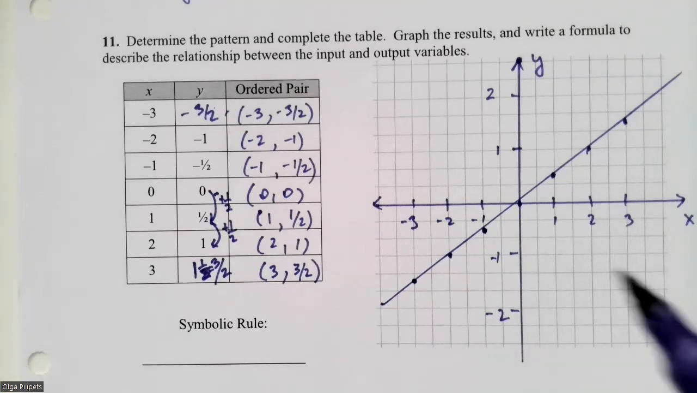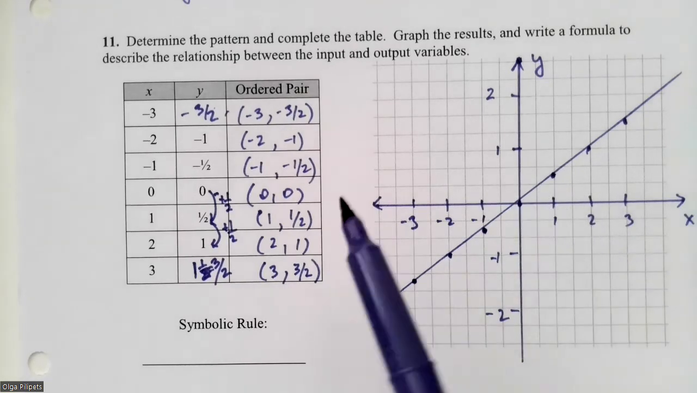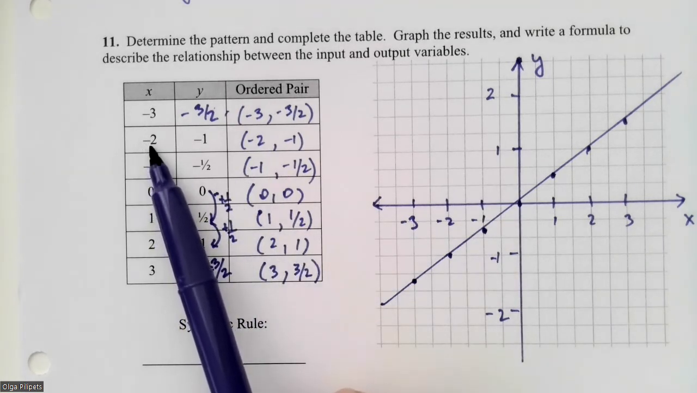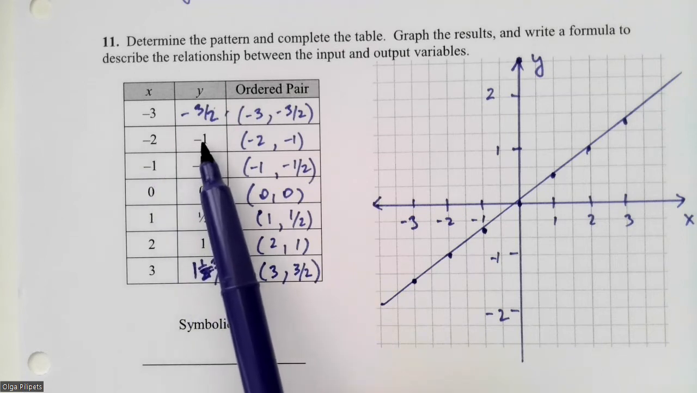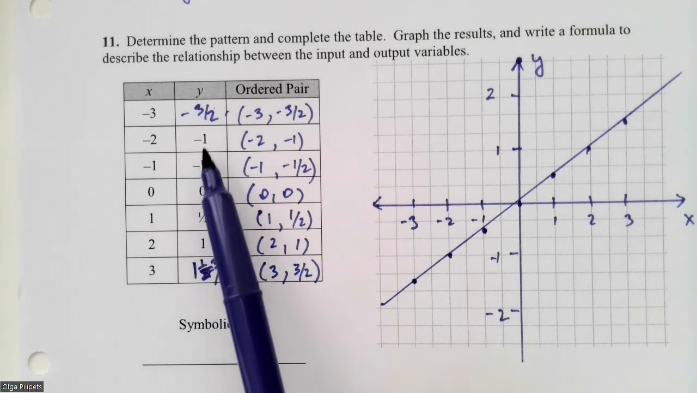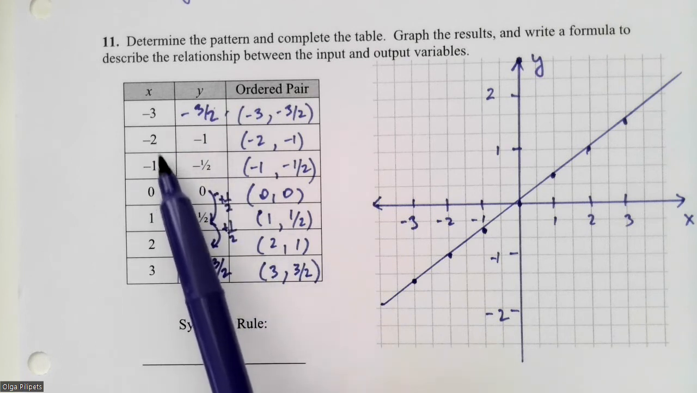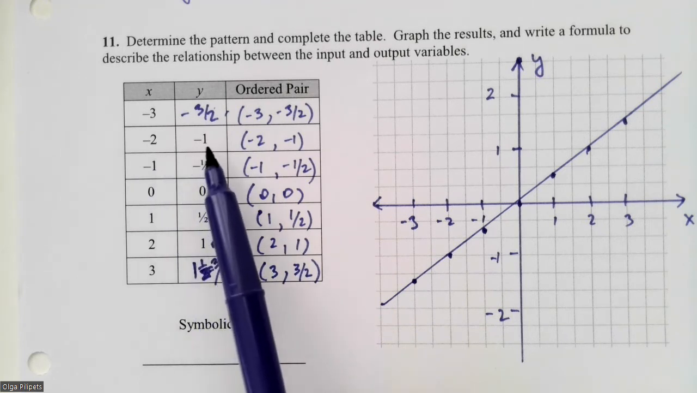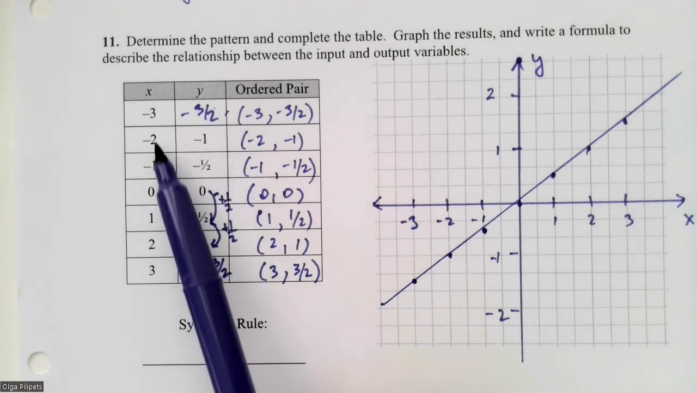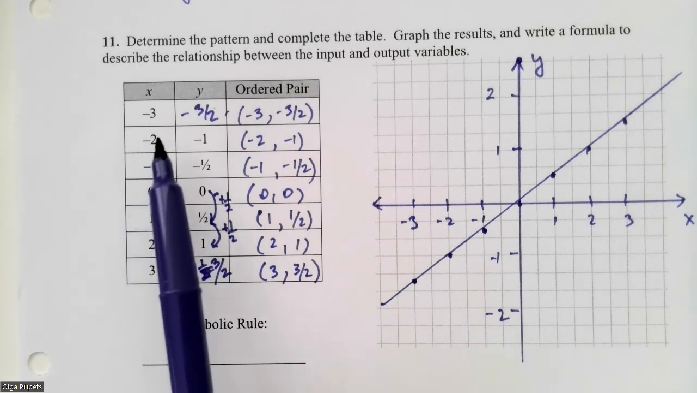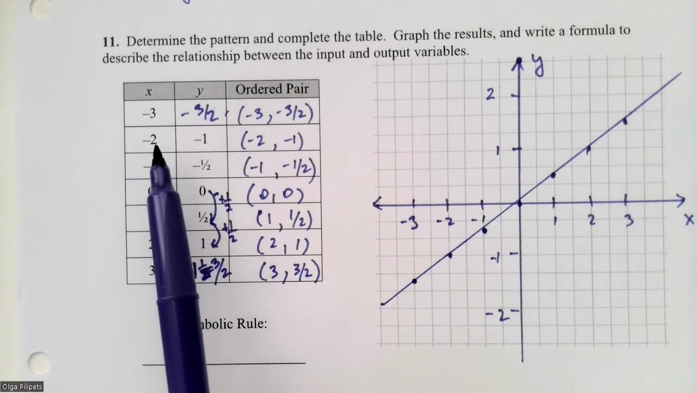So when I look at this table, what I see is, first of all, if you look at negative 2 and negative 1, and then negative 1 and negative 1/2, what's happening to the x? Remember that your y always depends on x. So y is a result of some operations done on x. So what is it? What do you think? What's happening with the x?